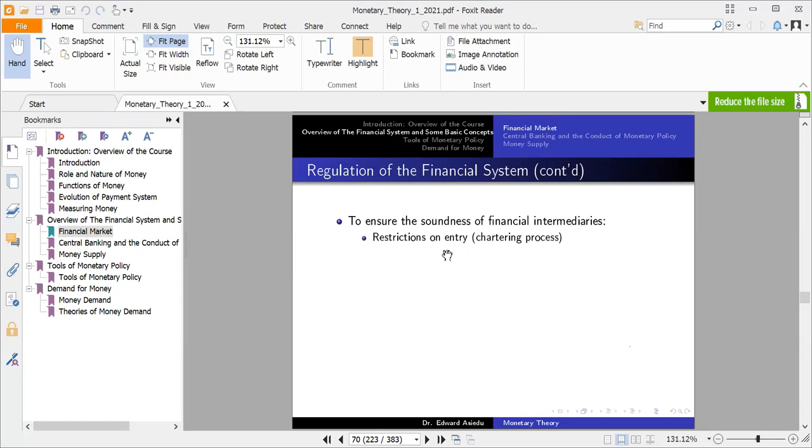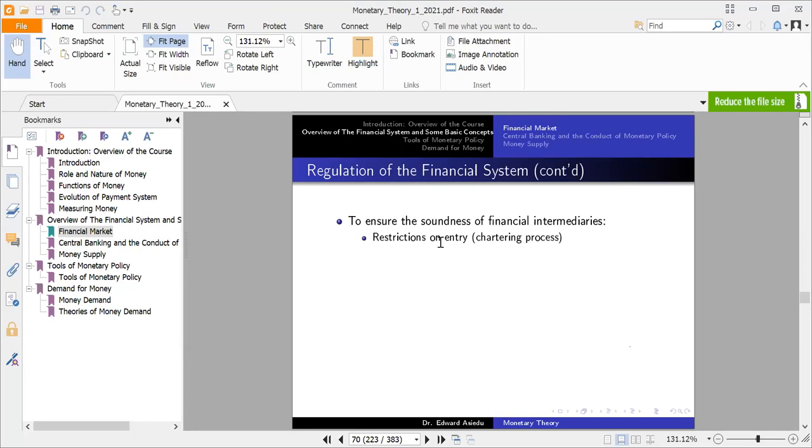The second one is to ensure the soundness of financial intermediaries. You need strong regulations to ensure the soundness of intermediaries. If intermediaries fail in the economy, nobody will put their monies in them. Keep that in mind. And if we are all not putting our monies in these intermediaries, they will not have enough funds to lend out. And if they don't have enough funds to lend out, the economy cannot grow. So we need to ensure the soundness of financial intermediaries.